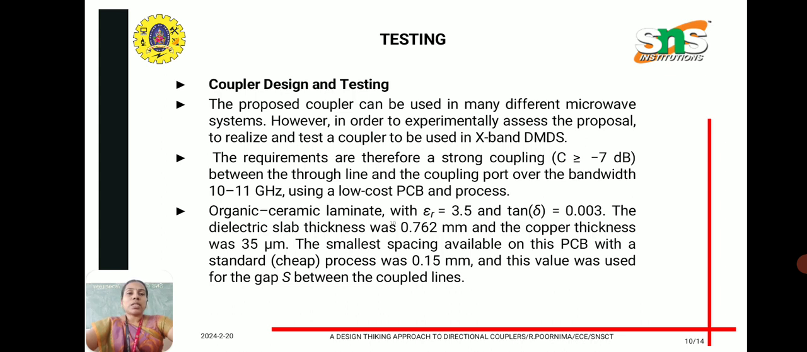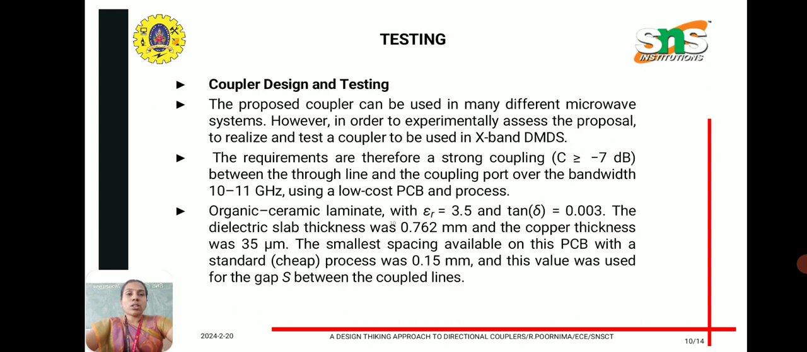For the coupler design and testing, we are considering the proposed coupler in many different microwave systems, in order to experimentally assess the proposal, to realize and test a coupler to be used in the X-band Doppler motion detection sensor. The requirements are: the coupling parameter should be greater than or equal to -7 dB, and bandwidth 10 to 11 gigahertz, using the low cost PCB process. These are the important parameters while testing the directional coupler.